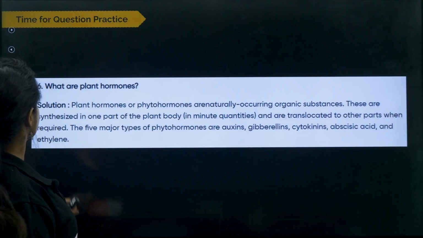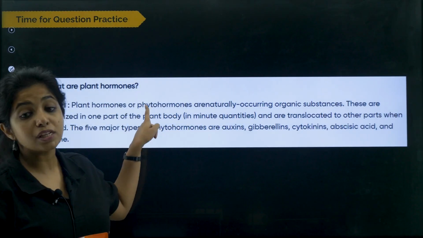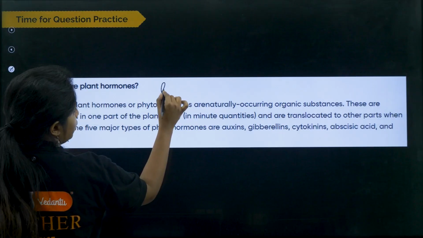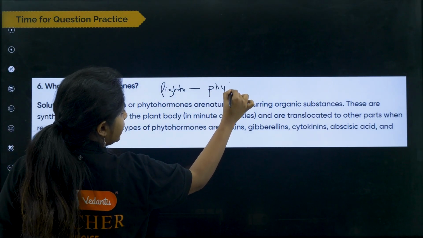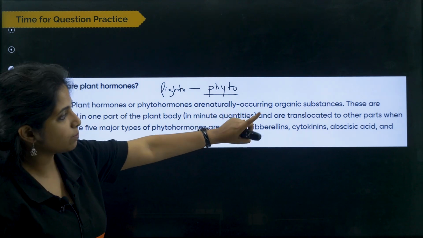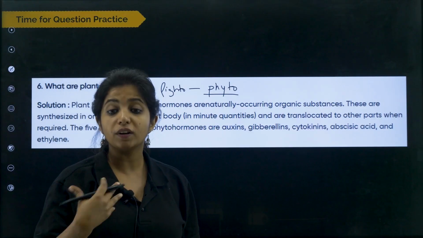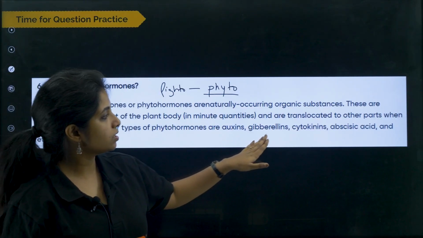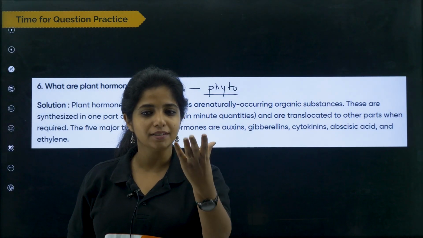Chalo, next, what are plant hormones? How will you define it? Plant hormones are also known as phytohormones, P-H-Y-T-O. Please don't write it wrongly and don't say Jasmine Ma'am taught it. Phytohormones are naturally occurring organic substances. These are synthesized in one part of the plant body and translocated or transferred to other parts where they are required. The 5 major types of phytohormones are Auxin, Gibberellin, Cytokinin, Abscisic acid and Ethylene, my champions.